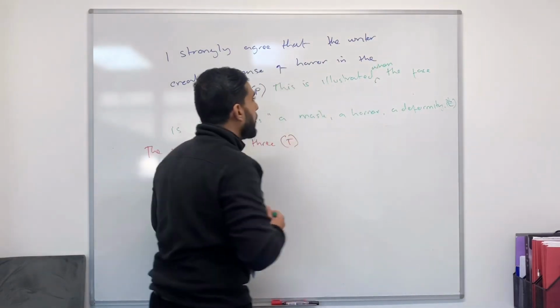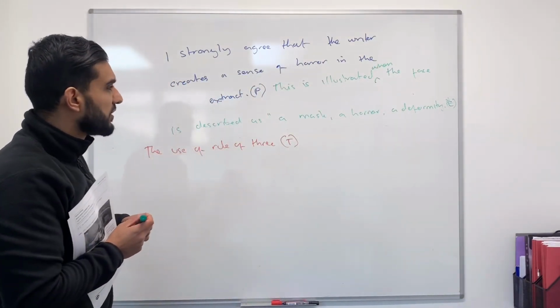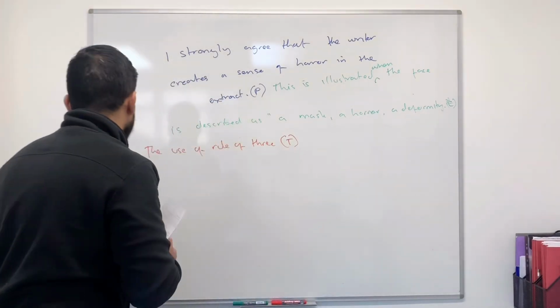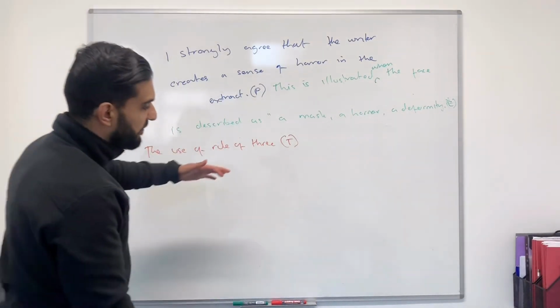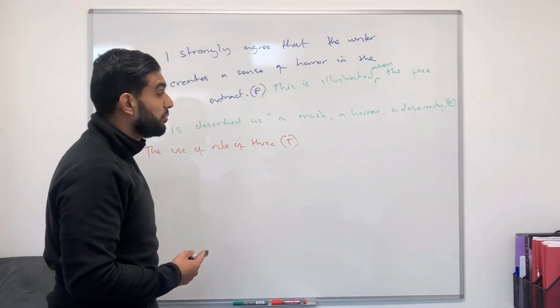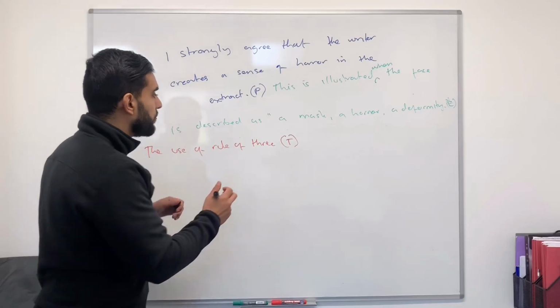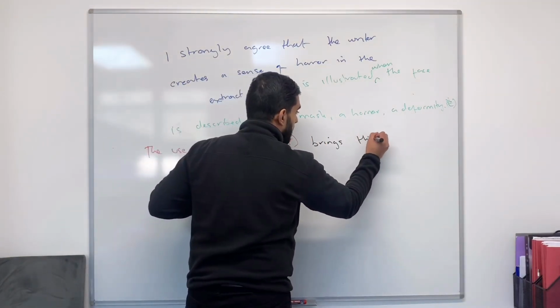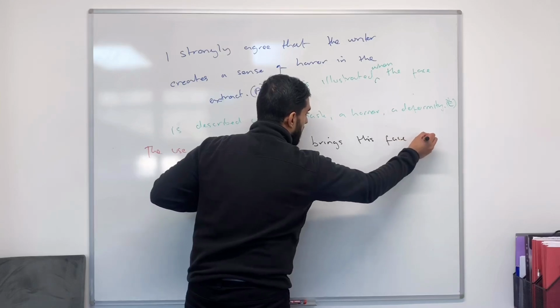This is illustrated when the face is described as a mask, a horror, a deformity. The use of rule of three. All right, guys, this is where I literally want to fill up the entire board with just one color. And this is my explanation. This is the most important part. The use of rule of three brings this face alive.